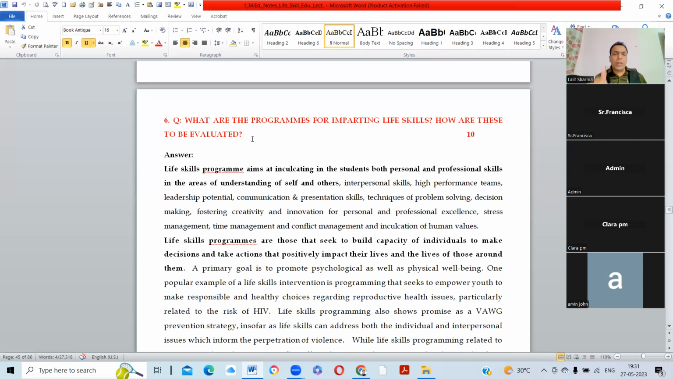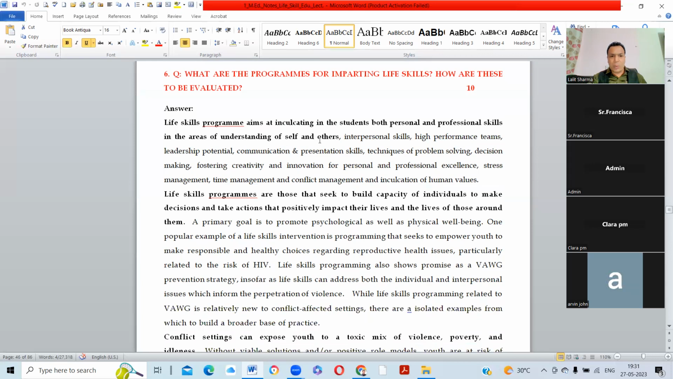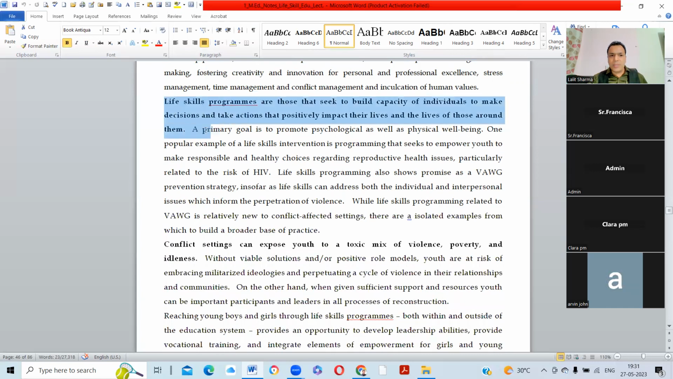Now, what are the programs for imparting life skills? What are these to be evaluated? Now we have to talk about the life skill programs. Life skill programs aim at inculcating in the student both personal and professional skills in the areas of understanding of self and others. Life skill programs are those that seek to build the capacity of individuals to make decisions and take action and positively impact their lives and the lives of those around them.